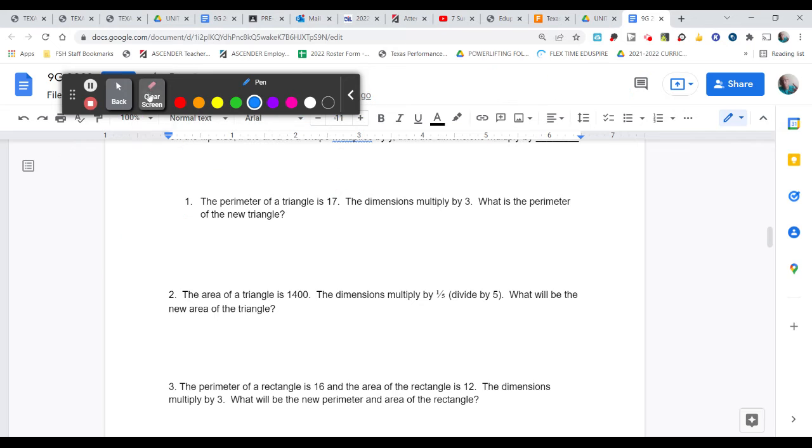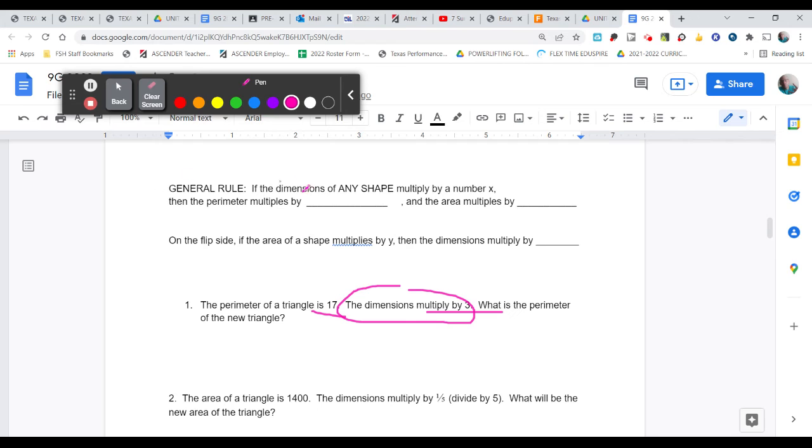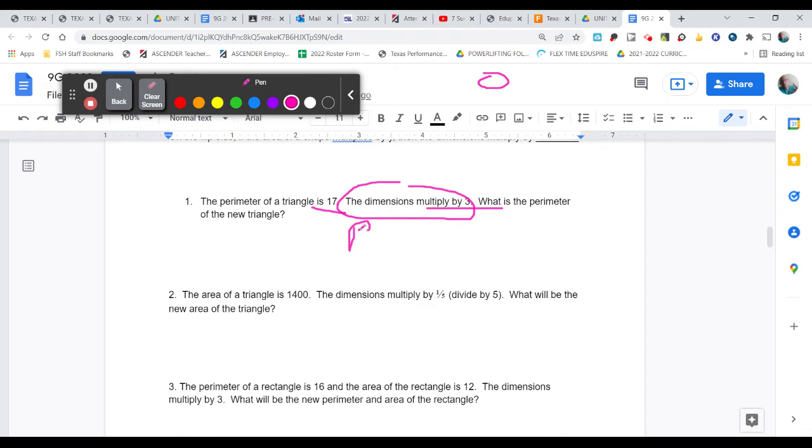Okay. The perimeter of a triangle is 17. The dimensions multiply by 3. What's the perimeter of the new triangle? If we go back to our general rule, if the dimensions multiply by x, the perimeter multiplies by x. So dimensions multiplied by 3 means the perimeter multiplies by 3. If the original perimeter is 17, the new perimeter is going to be 17 times 3, which is what?